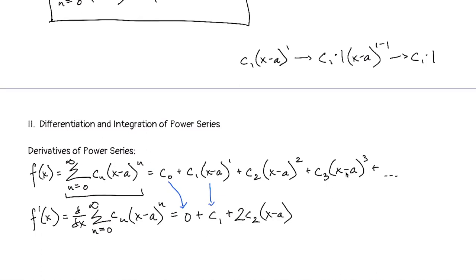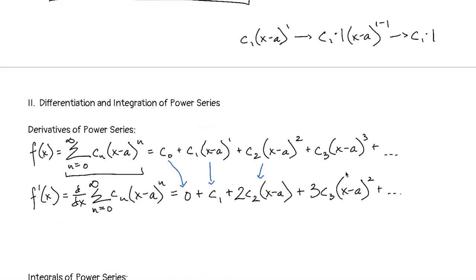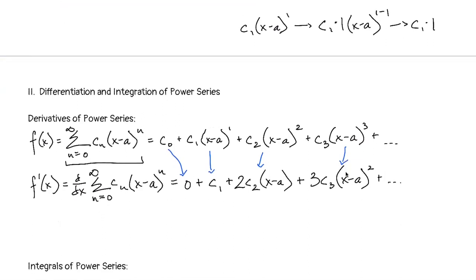Let's do one more just for funsies. If I take the derivative of c sub 3 times x minus a to the third power, what do I get? 3 c sub 3 times x minus a squared. Yeah. Right? So every time I take that derivative, I bring the power down, I keep the constant, and then I lose a power there, okay? And so what we can say then, let's go ahead and shrink this a little bit.